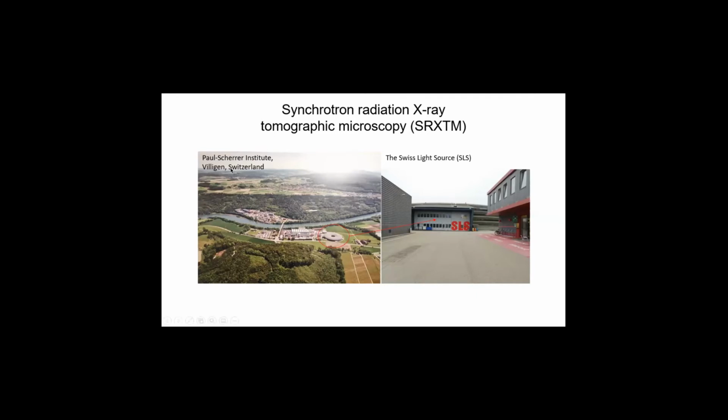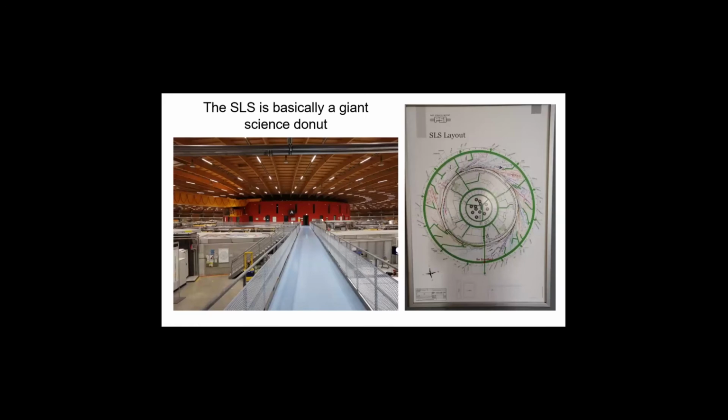So to do this, we go to the Paul Scherrer Institute in Villigen in Switzerland, and particularly to this building here, which is called the Swiss Light Source, which I'll refer to as the SLS. You can think of the SLS as a giant donut with science inside it. It's this huge circular industrial building, and constantly running around it, we have this ring where they can constantly fire particles, accelerating them around 24 hours a day. And at various points, I don't know how well you can see it on here, they deflect off into what we call beam lines.